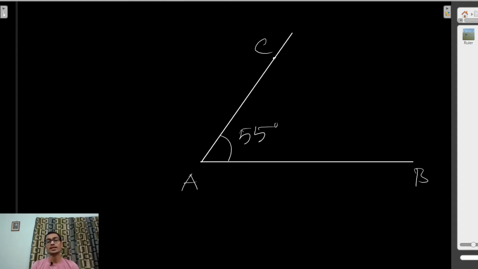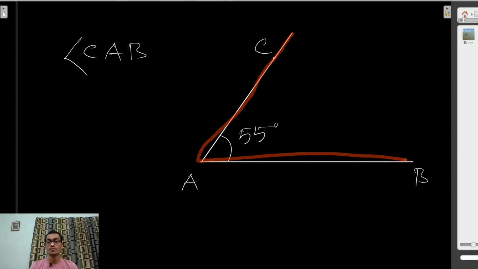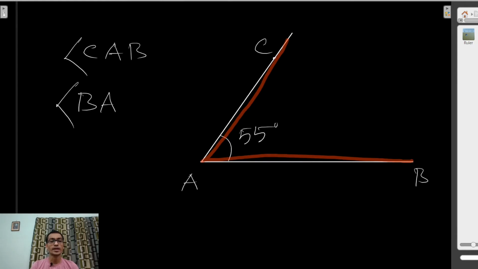Now the name of the angle is angle CAB. Why the name CAB? Because we can describe the angle in this manner, CAB. Also you may find we can describe the angle in this way, BAC. So the name of the angle can also be written as angle BAC. I hope you understand.